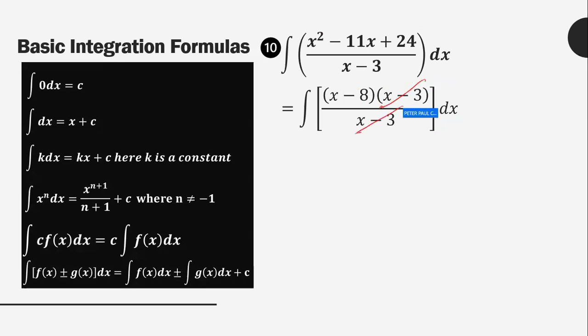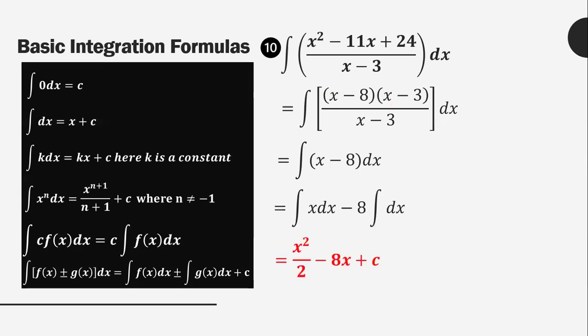Then we cancel x minus 3. So what will remain is the integral of x minus 8 dx. Then we apply the sum and difference theorem there. So we have the integral of x dx minus 8 times the integral of dx. So the answer becomes 1 plus 1 over 1 plus 1, so that becomes x squared over 2. Then for negative 8 integral of dx, that is negative 8x, then plus c. So that's already the final answer.